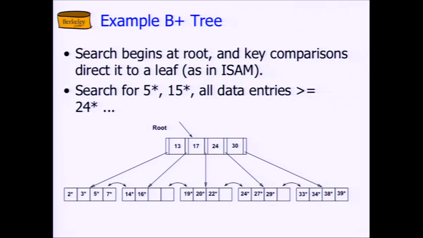To find what pointer to use for 24, we can do binary search within the page. It'll point us down here. We look for 24. We find it. And then we return 27, 29. We follow the pointer, get a new page off the disk. We return 33, 34, 38, and 39. So it's down and to the right for greater than, and down and to the left for less than.